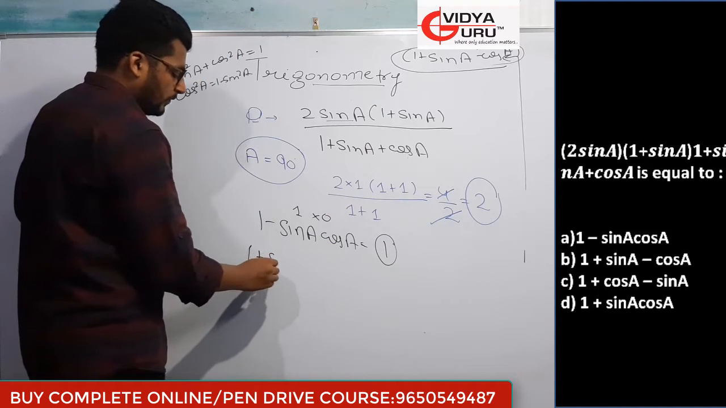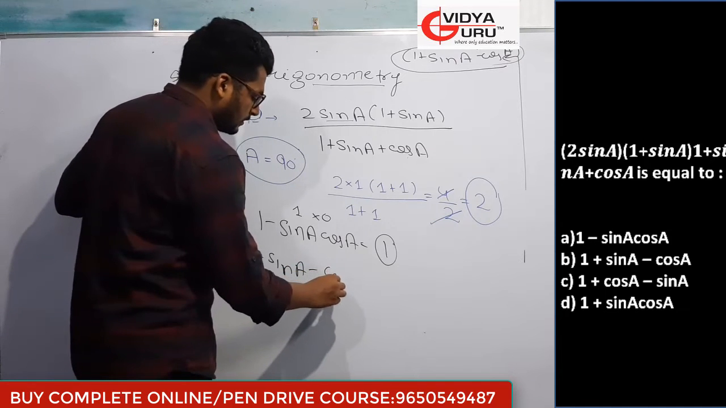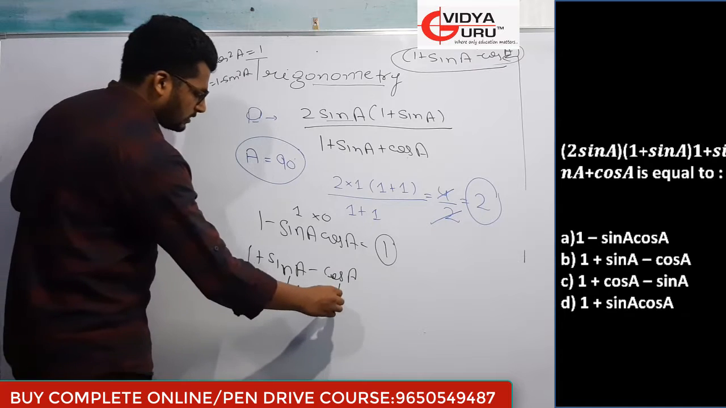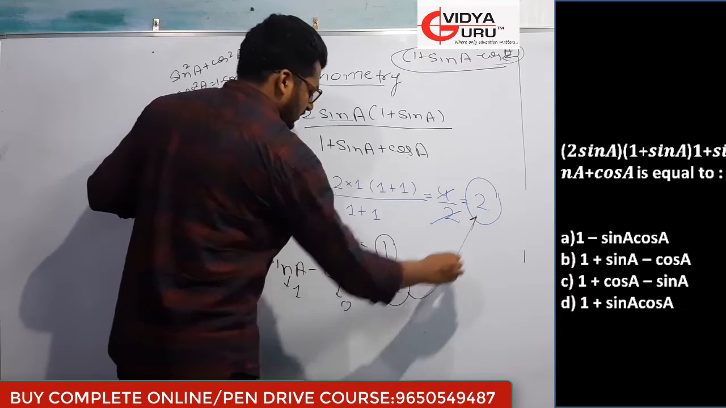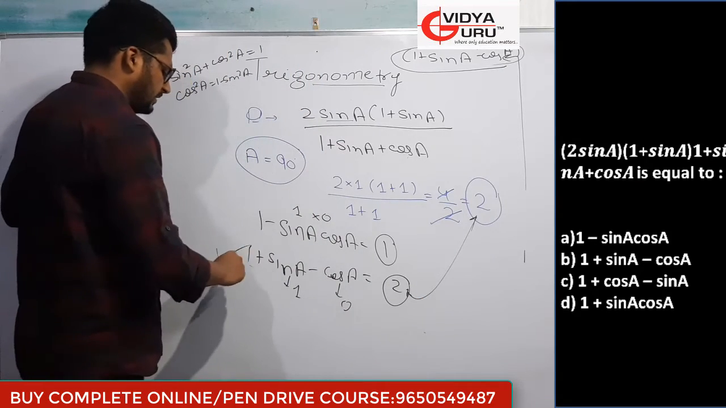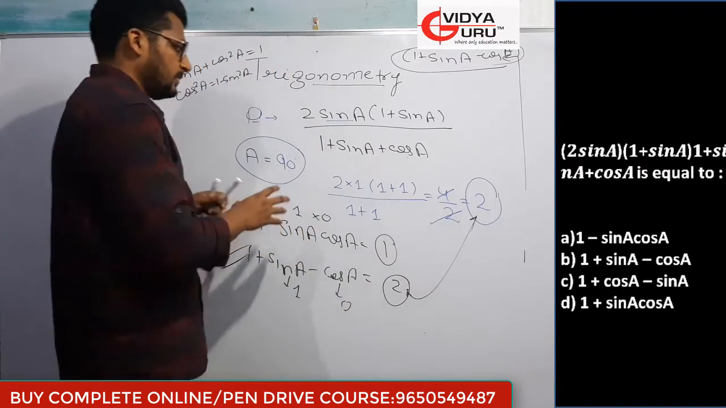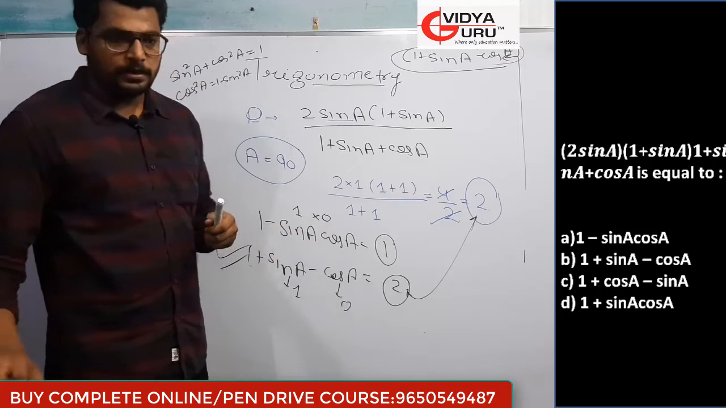Option number 2, 1 plus sin a minus cos a. Sin 90 will be 1, cos 90 will be 0. This will become 2 minus 0, which is 2. So this option satisfies the value of the equation. So option number B is the correct answer. We can solve by both methods. This is quite easy by putting the value. So coming on to our next question.